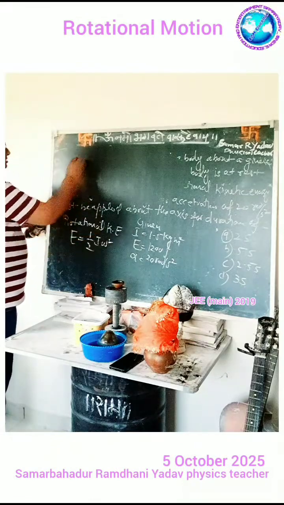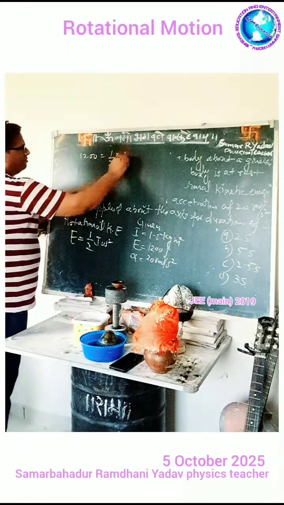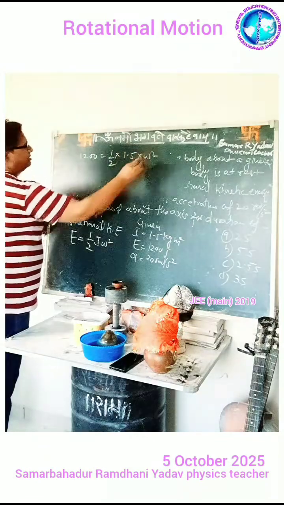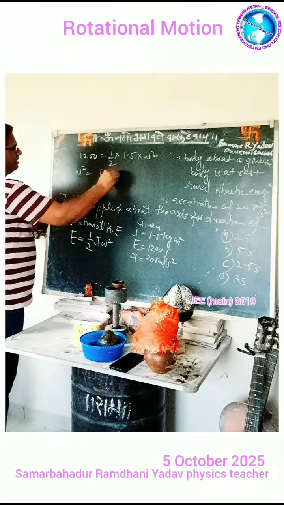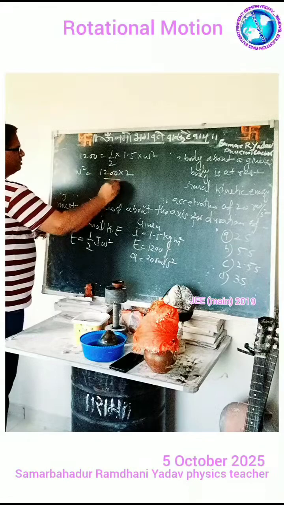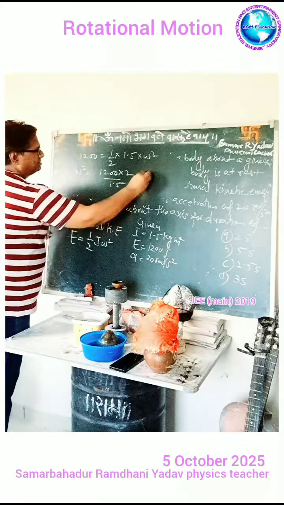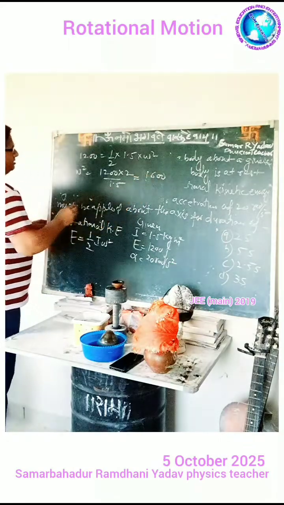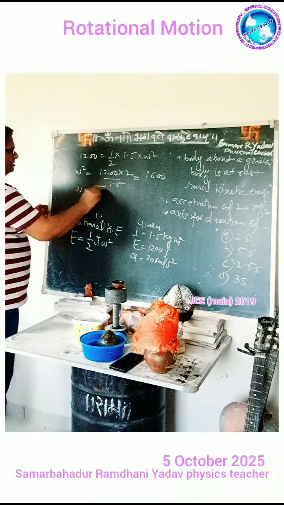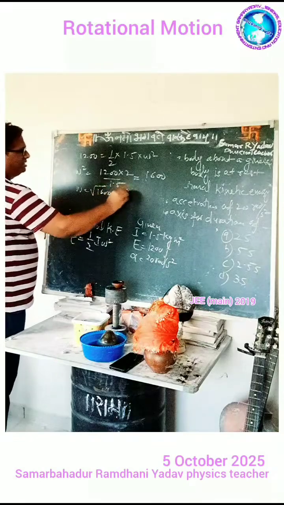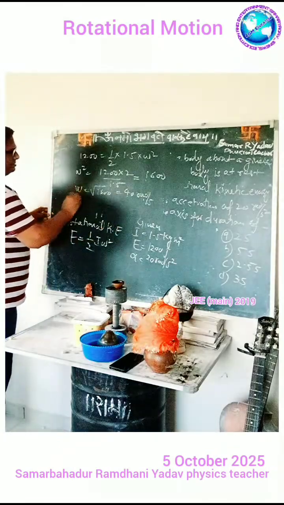Therefore we put the value of E here: 1200 is equal to 1/2 into 1.5 into omega square. Now we have to make omega square the subject. So omega square is equal to 1200 into 2 upon 1.5. Simplifying, we get 1600. Omega is equal to the square root of 1600, which is 40 radian per second. This is the first answer.